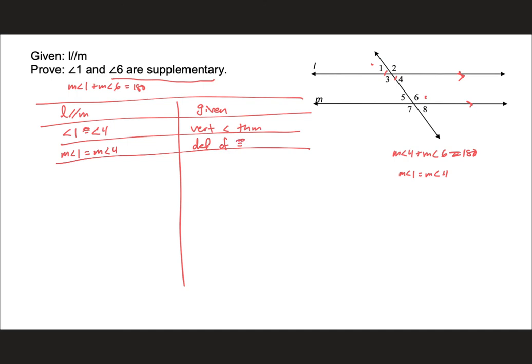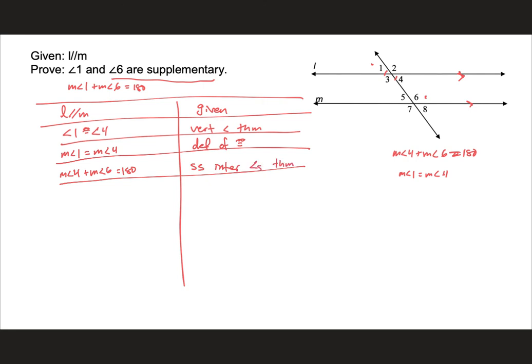My congruency symbols are off today, guys. My apologies. All right, next I'm going to say that the measure of angle 4 plus the measure of angle 6 is equal to 180 because of same side interior angles theorem.